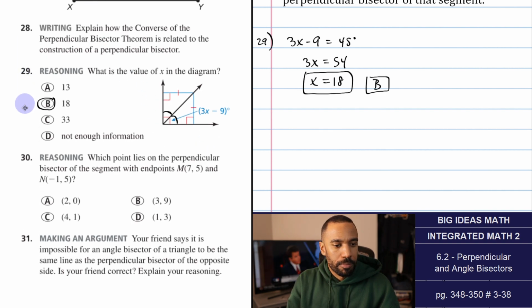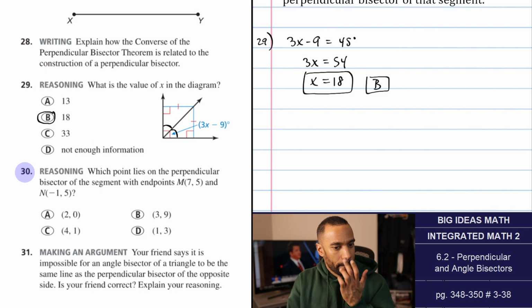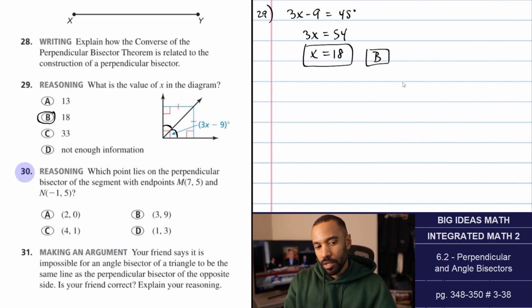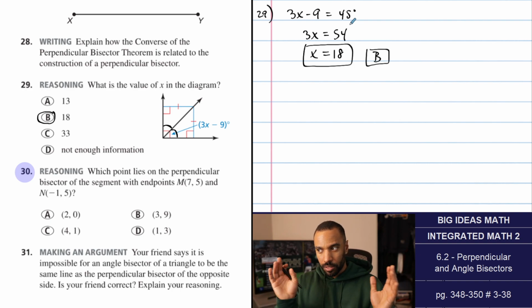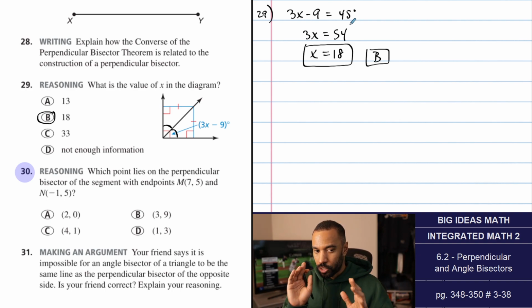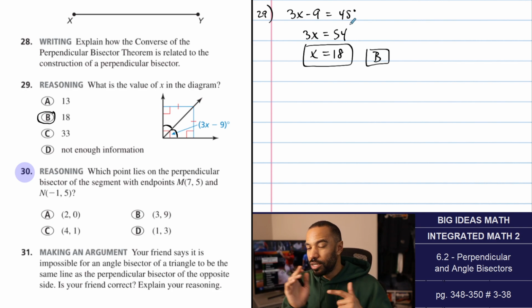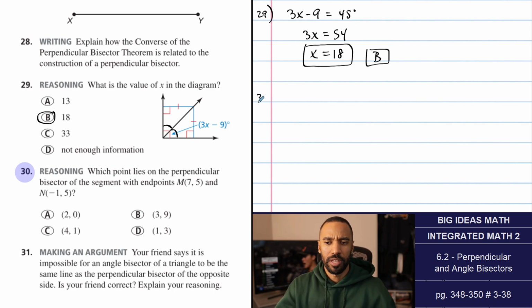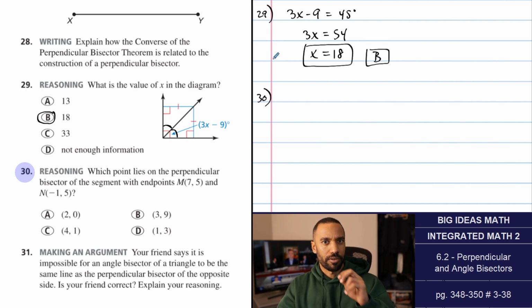Which point lies on the perpendicular bisector of the segment with endpoints M of 7,5 and N of negative 1,5? All right, it's kind of a tricky question because it's not asking what's the midpoint, but we might have to do a lot of stuff to figure out which one this is for sure. We could, now listen, if they had us draw it, we could probably look at that answer and say, yeah, it's that one. Let's draw it after the fact and guarantee that it worked out the way it did. But let's do more of a calculation version of this.